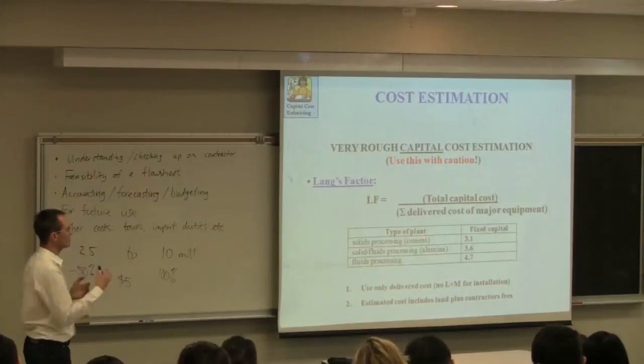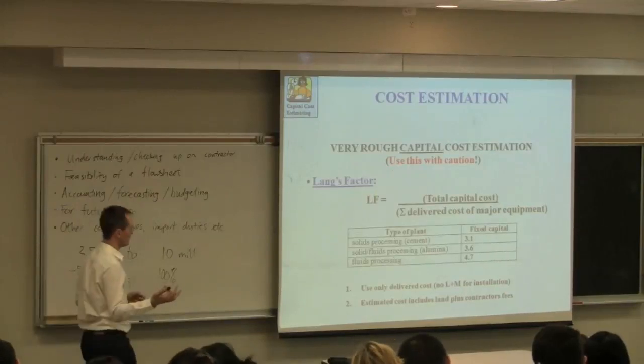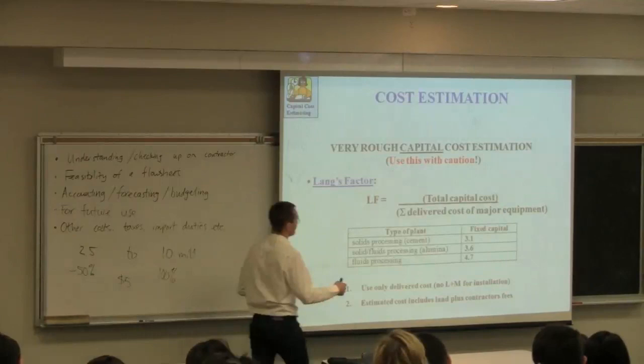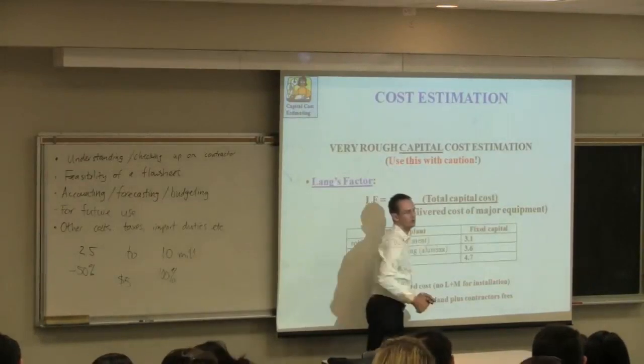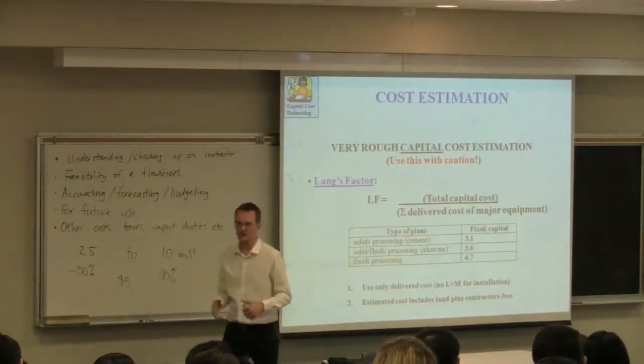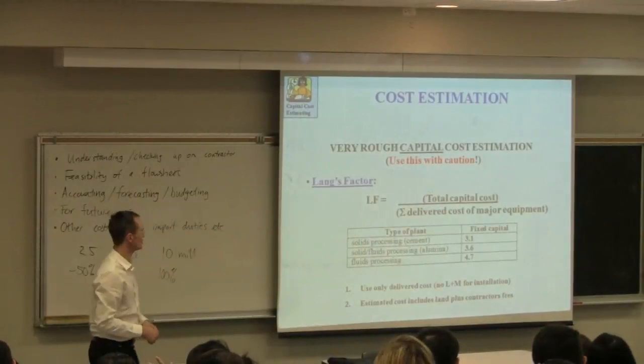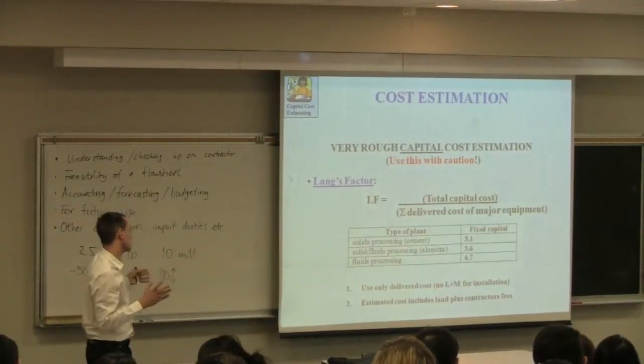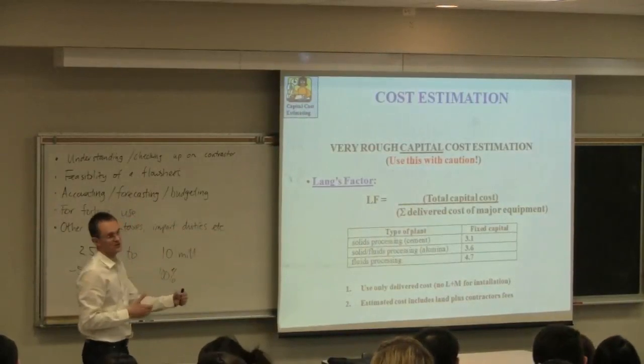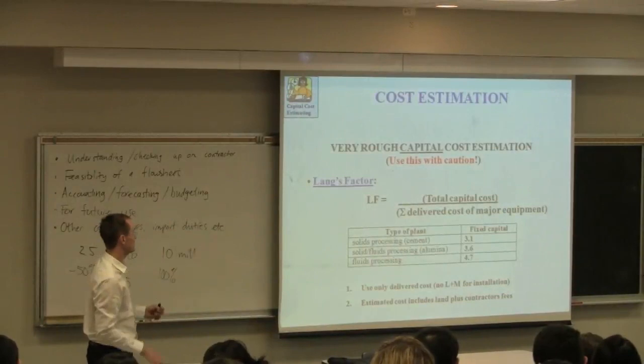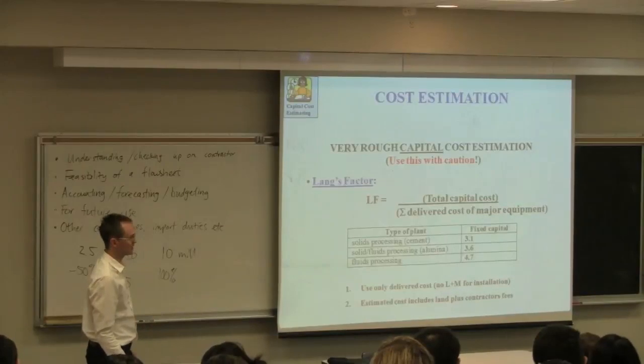But it does require you to have some estimate from another technique to get the cost of the major equipment items. We'll look at that technique starting on Tuesday. But it gives you the idea that we usually have to at least triple, or sometimes as much as 5 times, that cost to get the total cost.